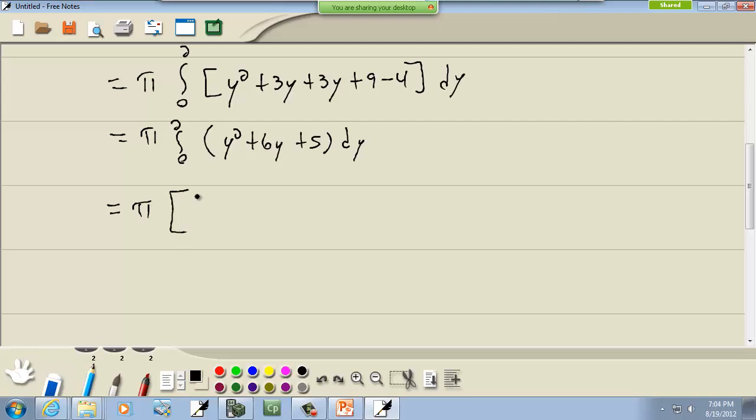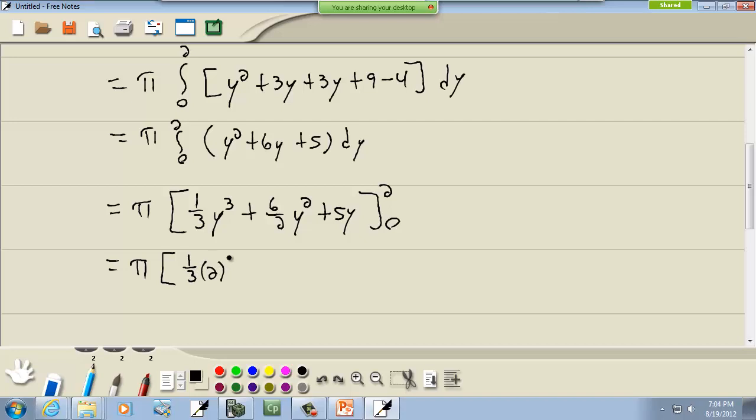Pi out in front, add 1 to our power, divide by our new power, so we got 1/3 y to the third, plus, add 1 to our power, divide by our new power, 6/2 y squared, plus 5y. Now the 0 isn't going to add anything, so we can drop that. So we plug in the 2, we got 1/3, 2 to the third, plus 6 over 2 is 3, times 2 squared plus 5 times 2. Again, this would be minus, and if I put 0 in here, 0 in here, and 0 in here, it's just going to be a big 0 over there.